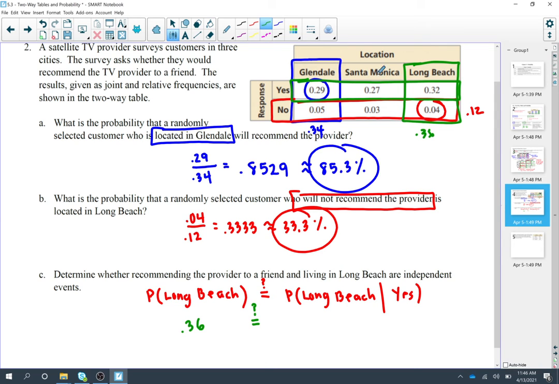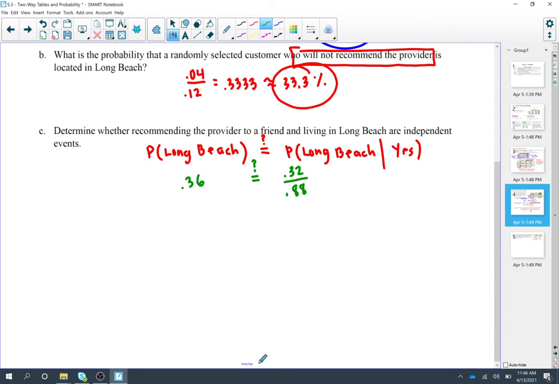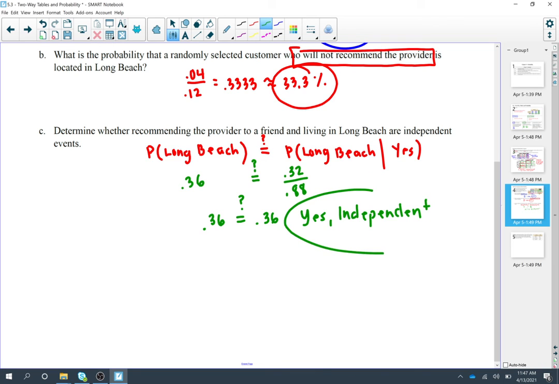So we've got 29%, 27%, 32%, which is going to get us a total of 88% of respondents who are going to recommend the provider. Now, of those 88%, 32% are living in Long Beach. So we already know that this one is 36%. If we take 32% divided by 88%, we're going to get roughly 36%. So yes, these two events are independent because when we find their probabilities based on our table, they are equivalent.